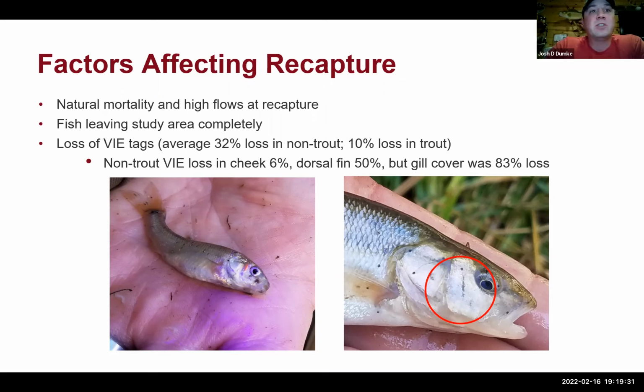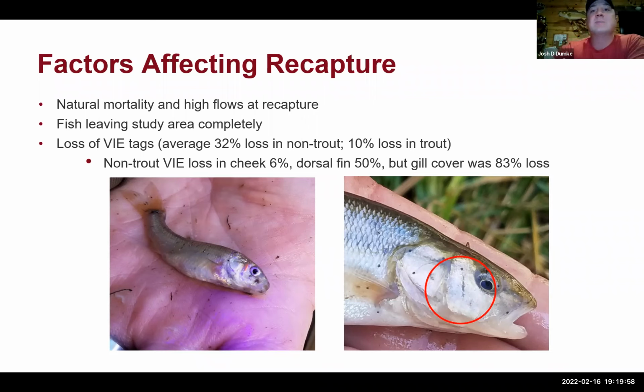There's one image of a fish here that doesn't have a circle around its face. It's got a little red line. That's a fathead minnow tagged in the cheek. And minnows tagged in the dorsal fin were so-so. Half of them lost those tags. But the worst spot was the gill cover, 83% tag loss. So almost all of the minnows that were tagged right in the gill cover lost their tags.